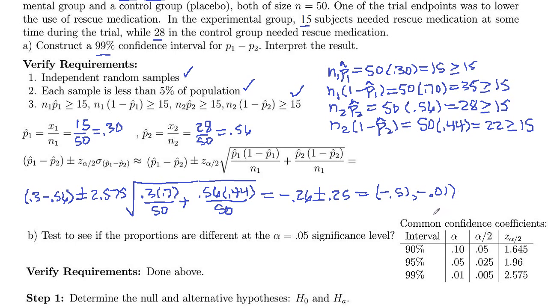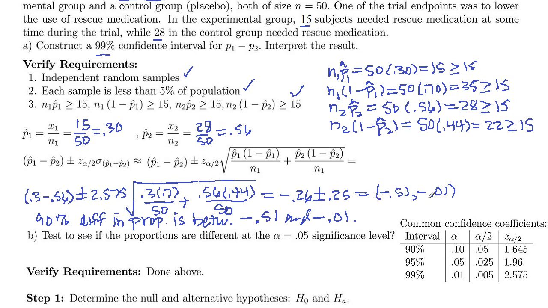And so we are 90% confident that the difference of proportions is in that interval. So we're 90% confident that the population difference in proportions is between negative 0.51 and negative 0.01.